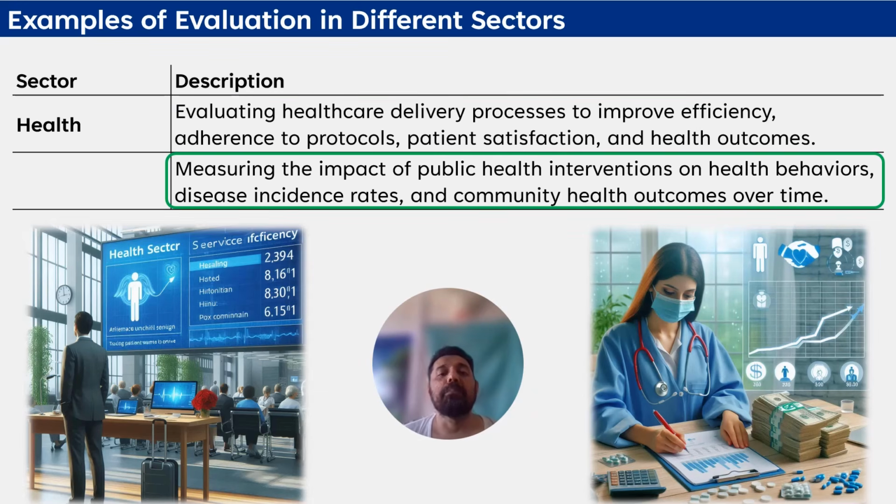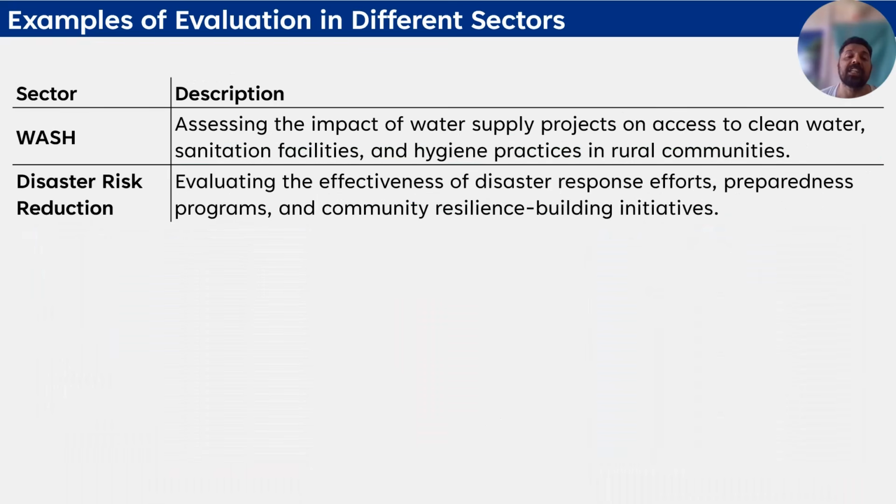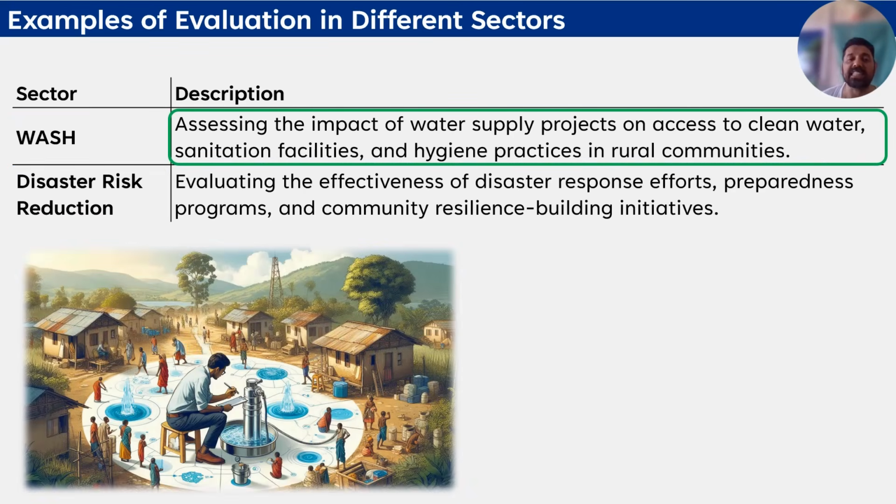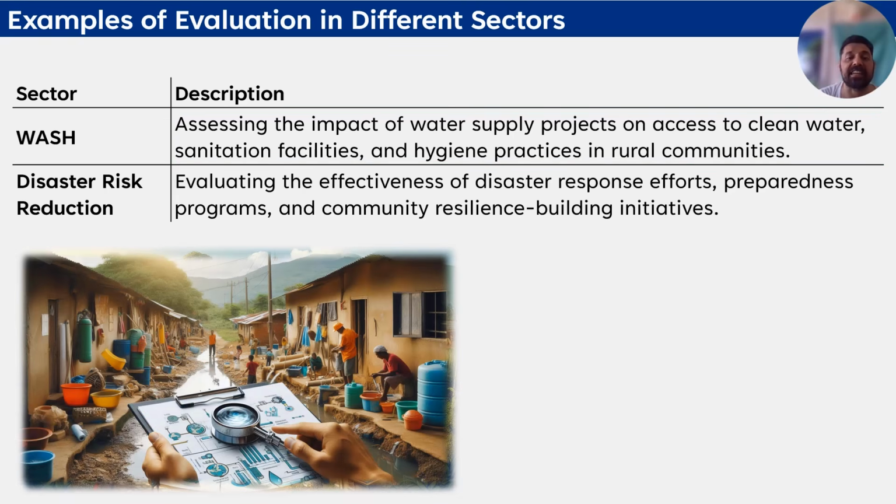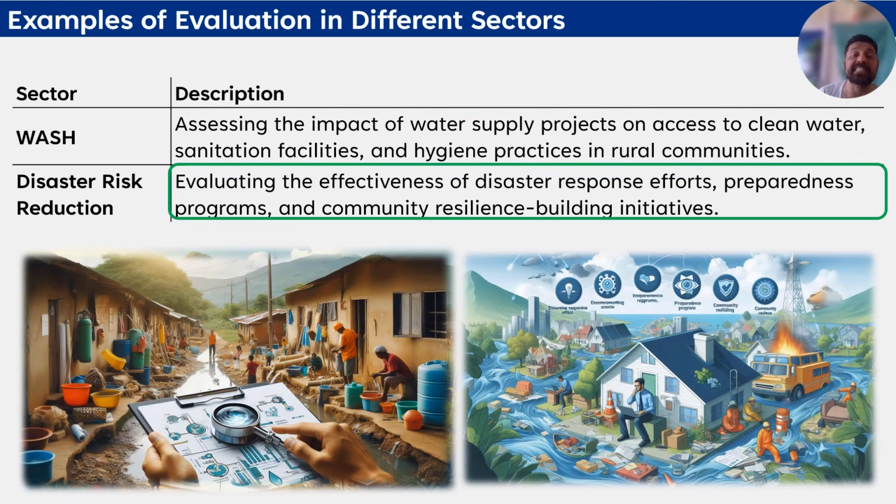Similarly, measuring the impact of public health interventions on health behavior, disease incidence rates, and community health outcomes over time. These are also some examples of evaluation in the health sector. Some examples related to the WASH sector or disaster risk reduction sector: in WASH, assessing the impact of water supply projects on access to sanitation facilities and hygiene practices in rural communities. Or in disaster risk, evaluating the effectiveness of disaster response efforts, preparedness programs, and community resilience building initiatives. These are some examples from WASH and disasters.